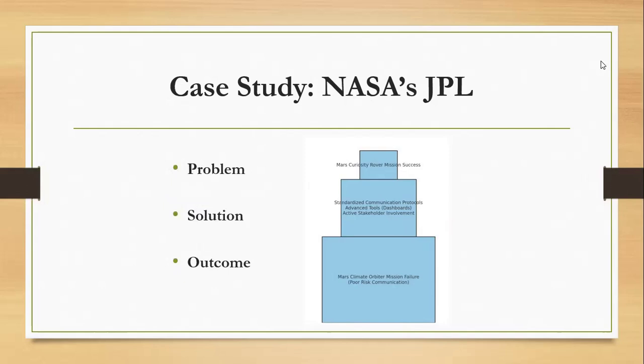JPL didn't stop there. They also focused on engaging stakeholders more actively. Stakeholders, including engineers, scientists, and managers, were all involved in every stage, from identifying risks to finding solutions. This created a culture of accountability and collaboration. As a result of these changes, later missions like the Mars Curiosity rover were highly successful. This case shows how improving communication and stakeholder engagement can prevent failure and lead to outstanding results.